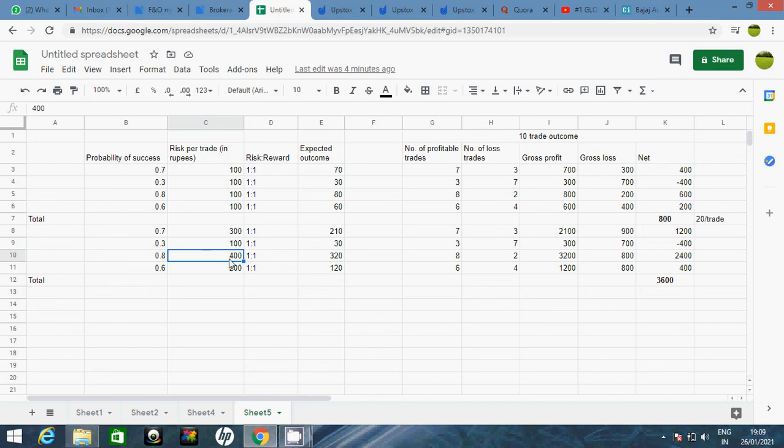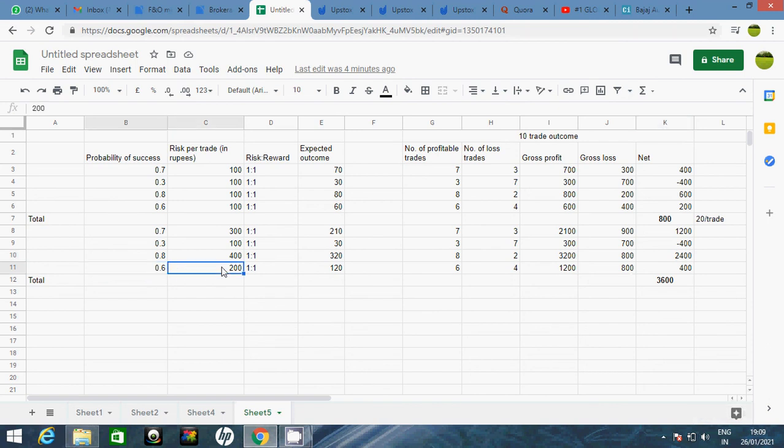So statistically 8 out of 10 trades will be profitable and 2 out of 10 trades will be loss making. Each profitable trade will fetch you 400 rupees. So 400 into 8 will be 3200 rupees, and each loss will cost you 400 rupees. 400 into 2 is 800 rupees loss. So the net profit will be 3200 minus 800, which is equal to 2400. So you will be making a lot of money for these setups. So 2400. And similarly for 60% probability of success, this is not a spectacular probability of success.